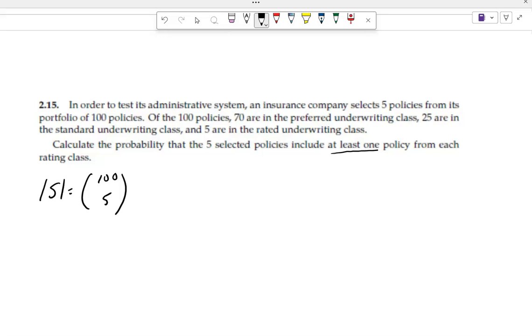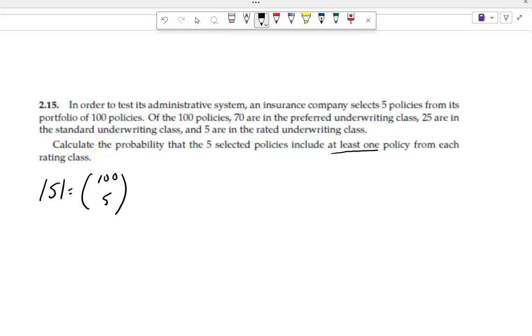At least one could mean one from the underwriting class, one from the standard, one from the rated, right? Or 3 from the rated. But it could be 1, 2, 2, right? It could be 2, 1, 2, or 2, 2, 1. There's all sorts of different ways that you could do it. You can enumerate it because it's not that big of a set here. But generally speaking, if you're doing at least one, there's lots of different cases that you could possibly get to, and it just makes it more difficult to try to separate them into the different cases.